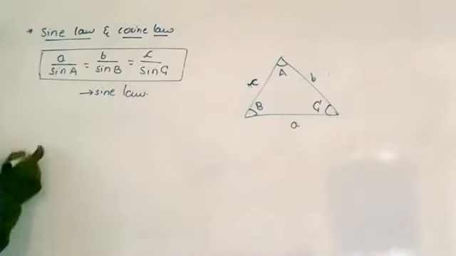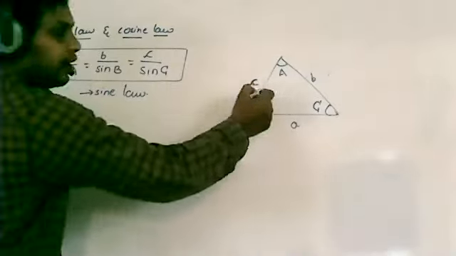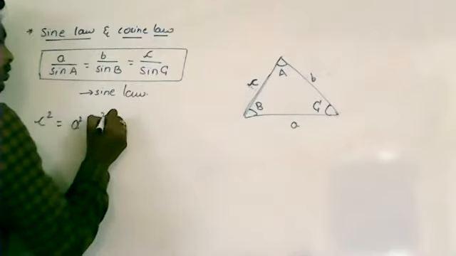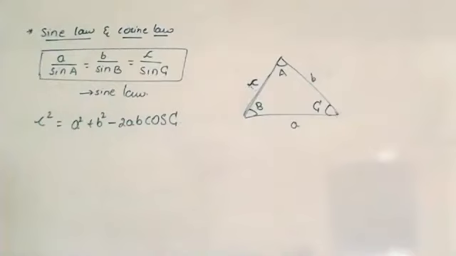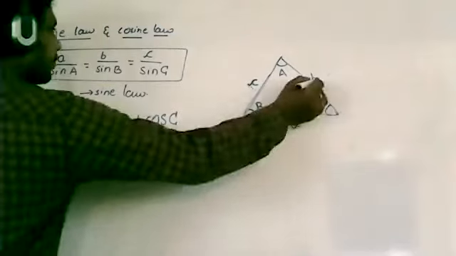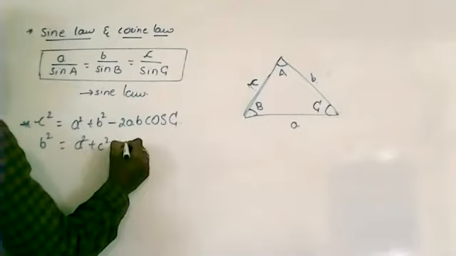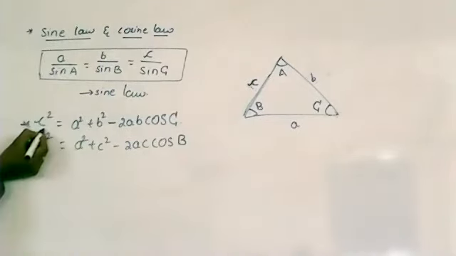Now what is the cosine law? For example, I will take c square. That c square means this side squared is equal to a square plus b square minus 2ab cos C. This is the expression for c square. Now similarly, b square is equal to a square plus c square minus 2ac cos B. So whatever side is there here, that angle has to appear here.